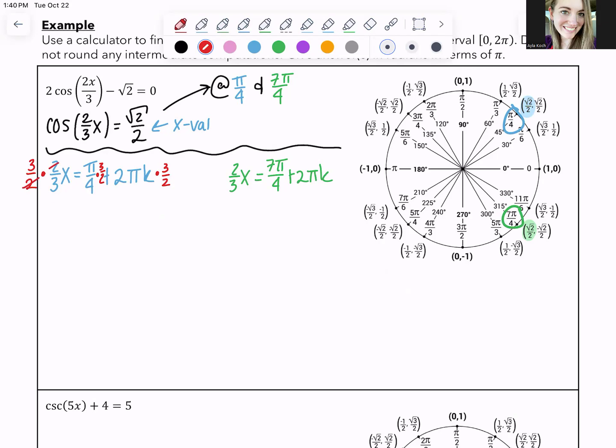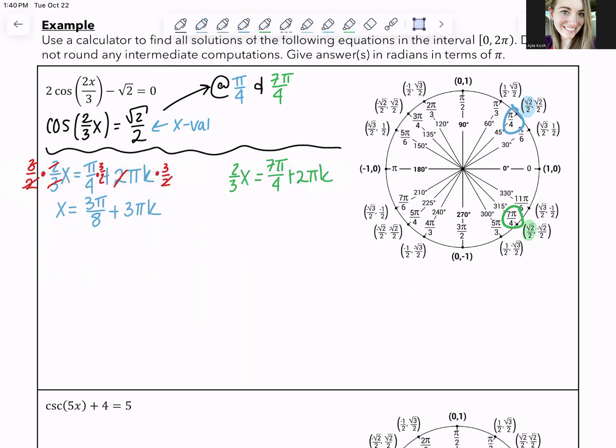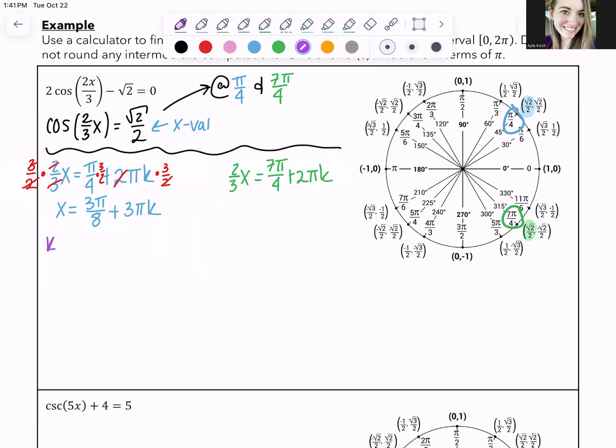The 2 will cancel, the 3 will cancel. You are just left with x. Then we have, this will become 3 pi over 8. On the other side, these 2's will cancel, and that becomes 3 pi k as our equation. And now we are going to plug in values of k for it. So we're going to start with k equals 0, always.